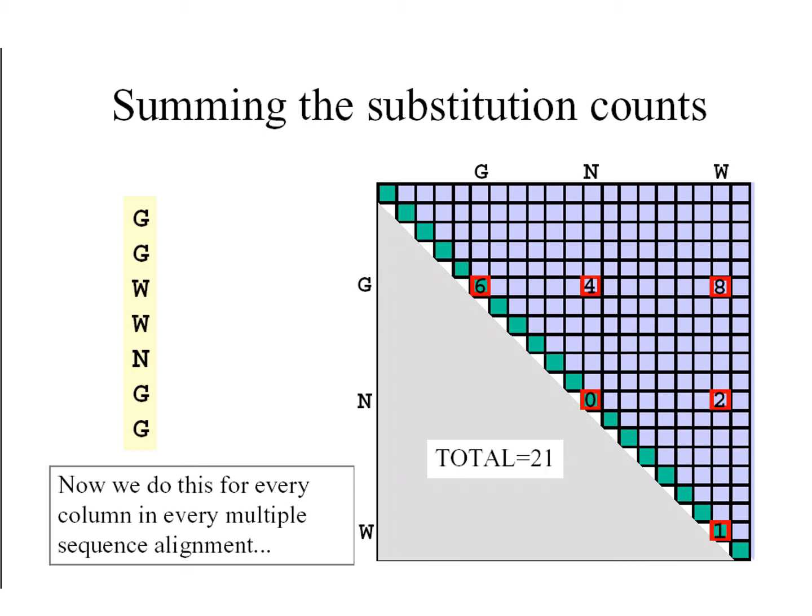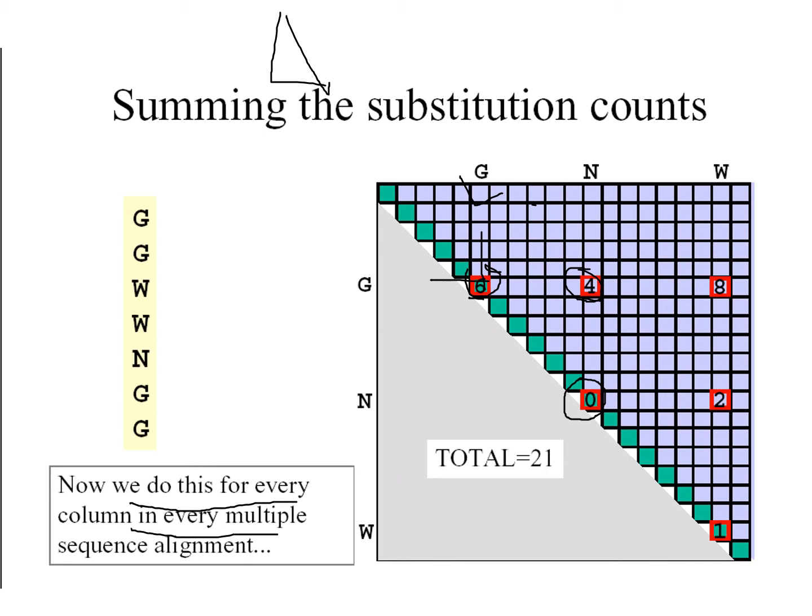We'll just count the number of possible alignments, or the number that we got. We'll add all the numbers and place the total here in one graph. Now we do this for every column in every sequence of the multiple sequence alignment. After counting all of these, 6, 4, 8, 0, 2, 1, we have 21.